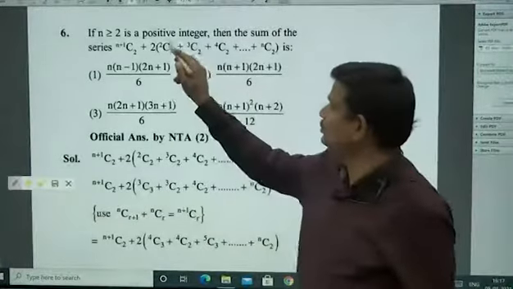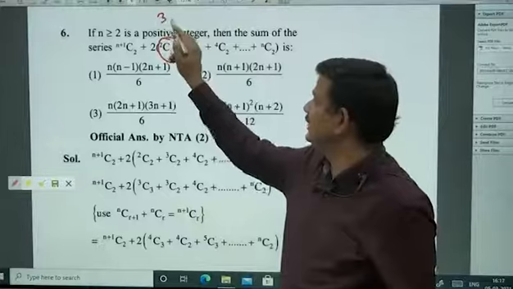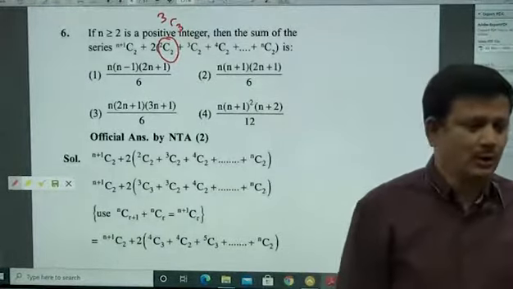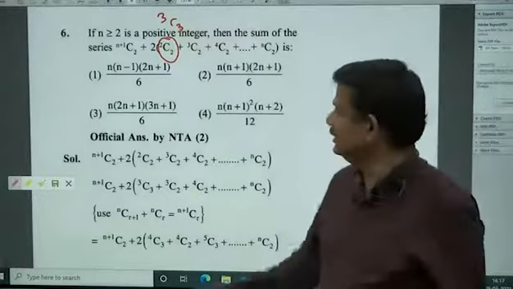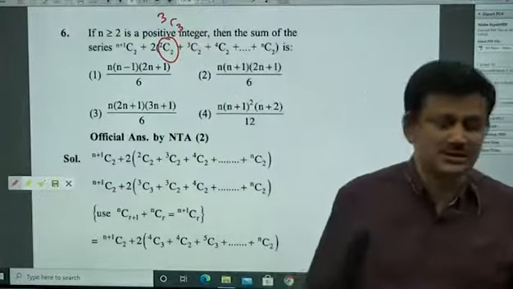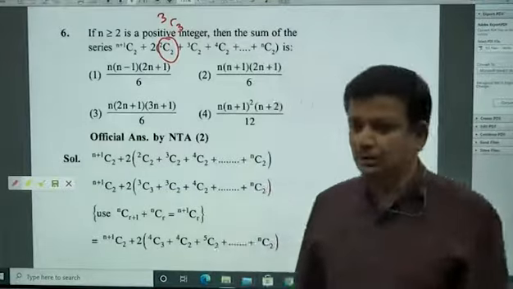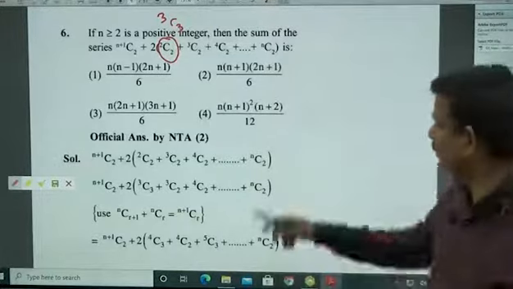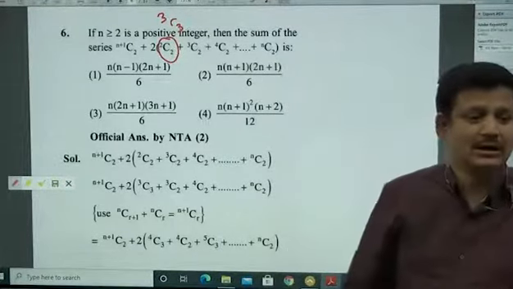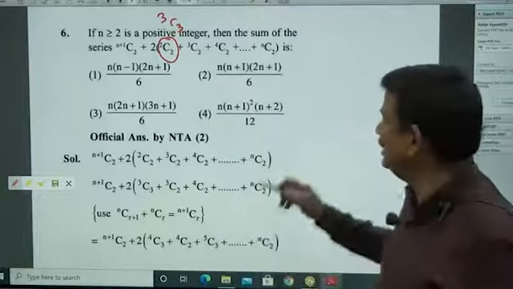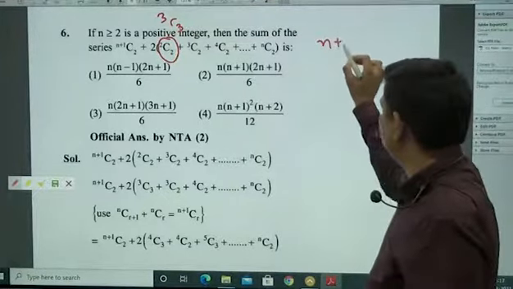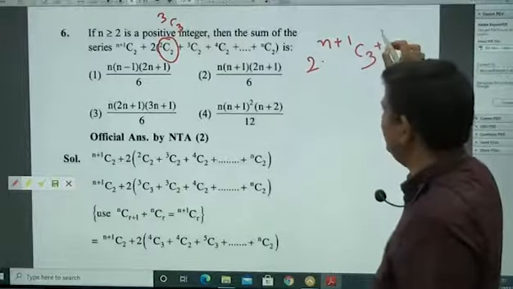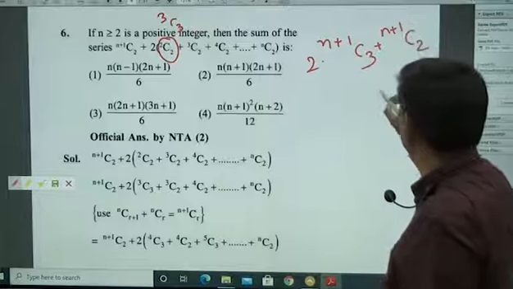This 2C2, you will write it as 3C3. 2C2 is also 1, 3C3 is also 1. So 2C2 you will write it as 3C3. 3C3 plus 3C2, how much is it? 4C3. 4C3 plus 4C2, how much will that be? 5C3. 5C3 plus 5C2, so on up to NC3 plus NC2 will be n plus 1 C3. So this will be n plus 1 C3, into 2 is there, 2 into n plus 1 C3 plus n plus 1 C2. How much is this?